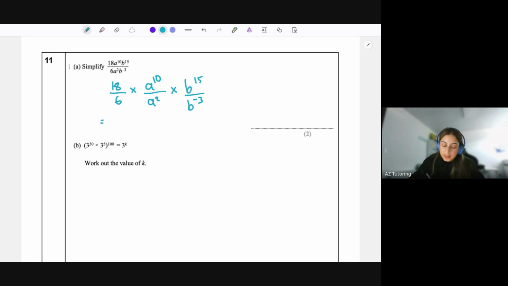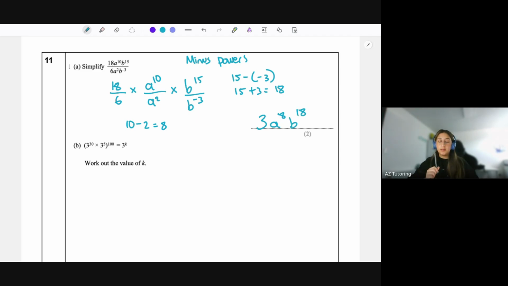So I can see 18 divided by 6 is just 3, right? A to the power of 10 divided by a to the power of 2. We know when you're dividing, the law of indices says you have to minus the powers. So 10 take away 2, we're left with 8. So that's a to the power of 8. And same thing here. 15 take away minus 3, which gives me 15 plus 3, which is 18. And that's b to the power of 18. So it's easier to separate numbers and letters that are the same. That way you can see clearly what you're doing.